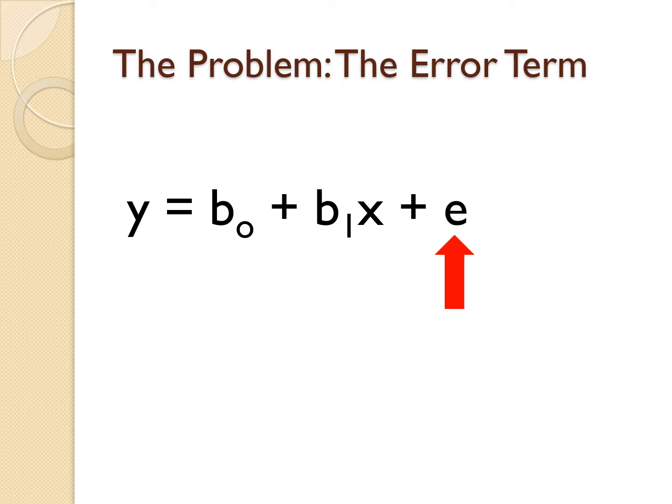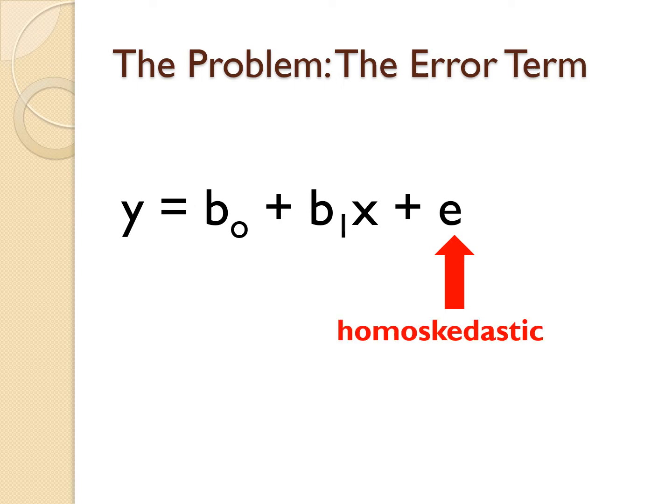Our particular concern is the error term. We want the error to be homoscedastic. What that means is we want the size of the error to be about the same across all values of our independent variables.